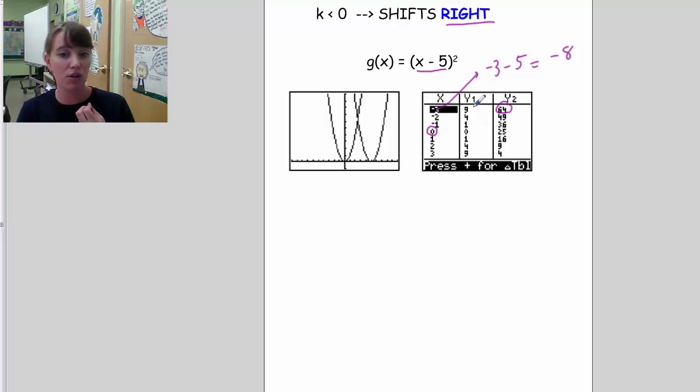Right? So it takes the input values and takes away 5 from them, but it doesn't matter if it becomes more negative, because then when you square it, it becomes larger. So what ends up happening is it shifts to the right by 5, okay? And again, it's that opposite direction that we're seeing here.